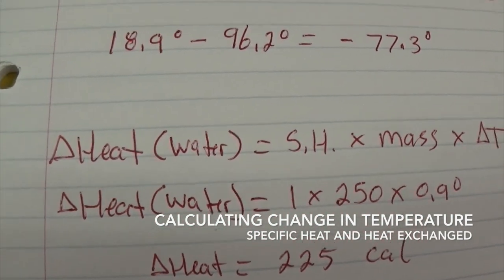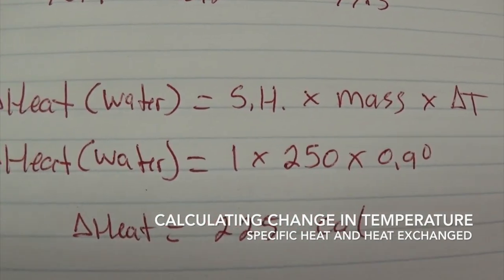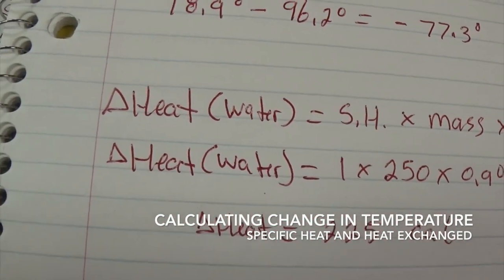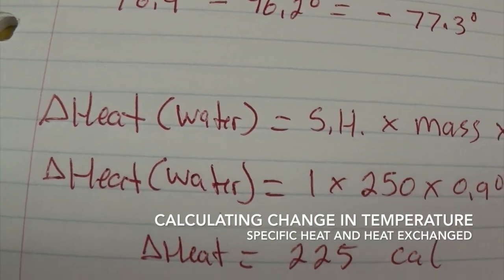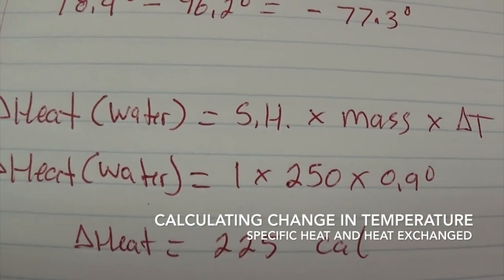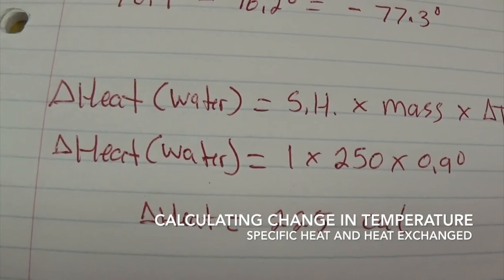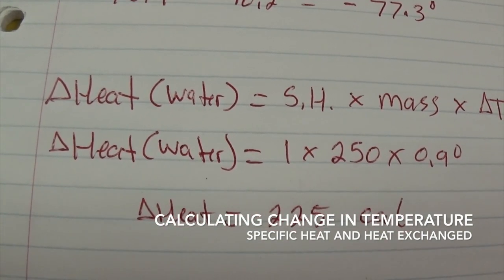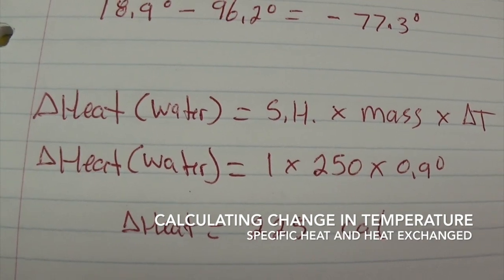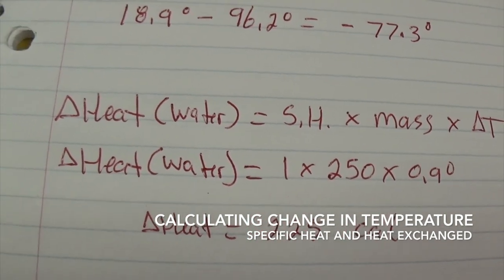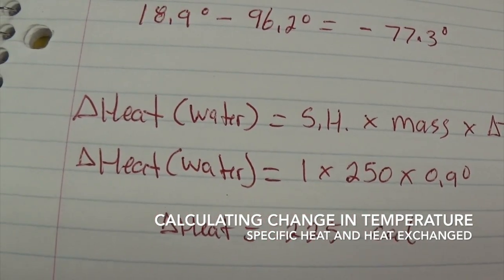Now, our specific heats, we're using calories per gram degree Celsius. So for water, we got 1 calorie per gram degree Celsius. The mass of our water is 250 grams, and the change in temperature here was 0.9. If I multiply all those out, I get a heat gain for the water to be 225 calories, which means the heat loss for the metal would be equal and opposite. It would be negative 225 calories.